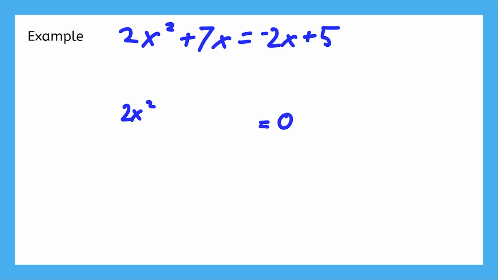If we add 2x to both sides, we get 9x on the left, and it's canceled out on the right. And by subtracting 5, we can move it over to the left side. With all the terms on the left, that leaves 0 on the right. Now we can factor it to find the solutions.